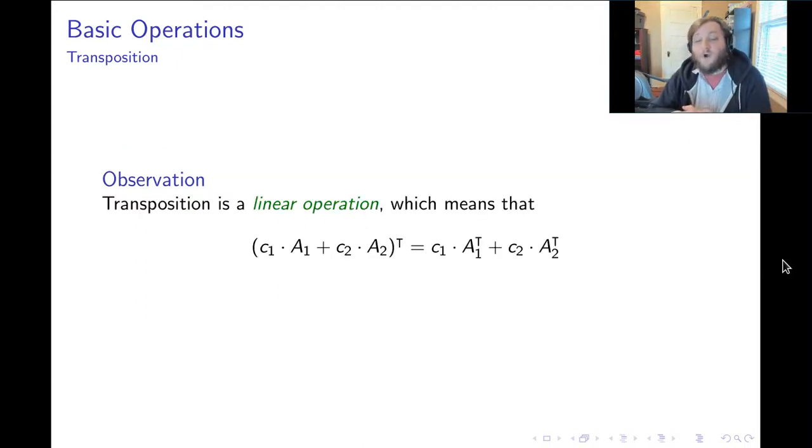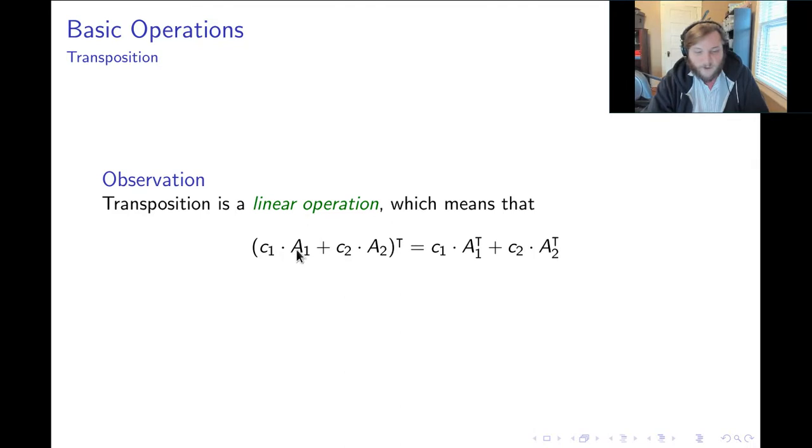One useful property of transposition is that it's a linear operation. Whenever somebody says something is a linear operation, what they mean is that it distributes across sums and you can factor scalars out. So this is efficiently communicated in one equation.